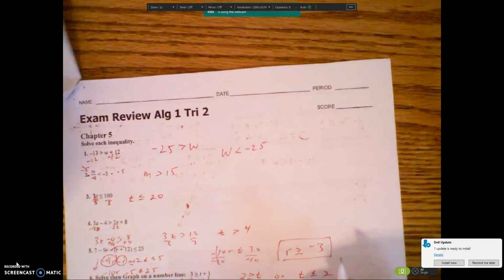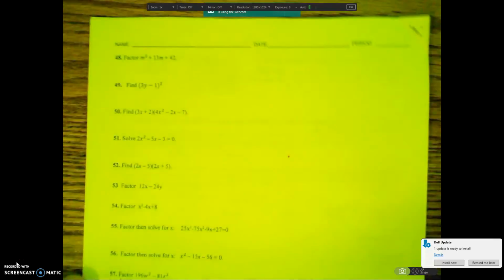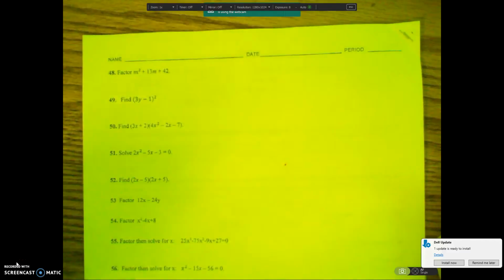All right, last page. Probably got some factoring on here. Yep, first one. Whoa, why'd it go all yellow? See if I can fix that. Ooh, well, we'll just have to finish out, I think. Let me pause and see if I can get this fixed. All right, here we go.